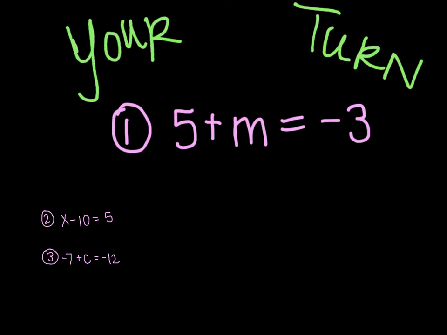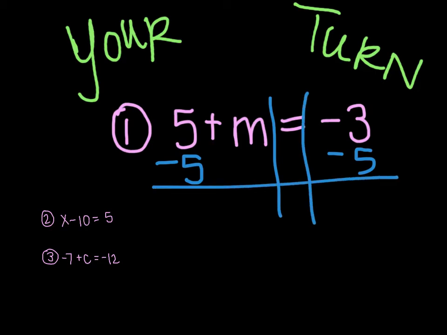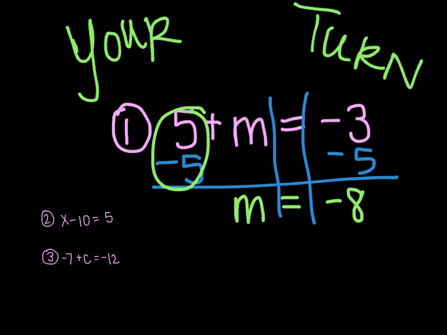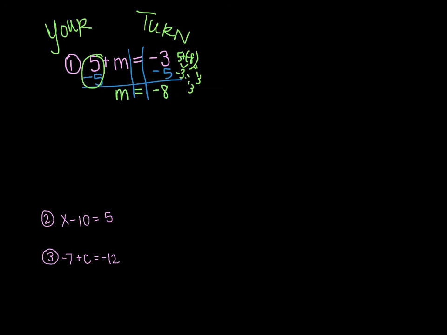Alright, here's the first one. I'll walk you through it. Subtract 5 on both sides of the river. That'll turn into a 0 pair. So m equals, and then negative 3 minus 5 is negative 8. And then you'll want to check your answer. So 5 plus negative 8 equals negative 3. 5 plus negative 8 is negative 3. Negative 3 equals negative 3, so it works. That's what I'm looking for.